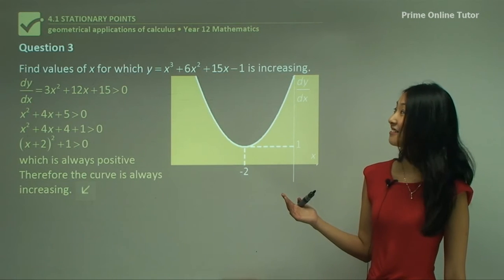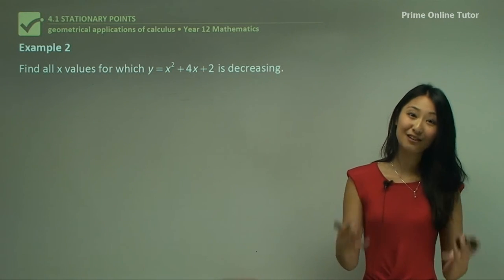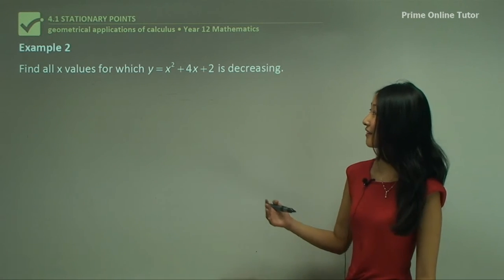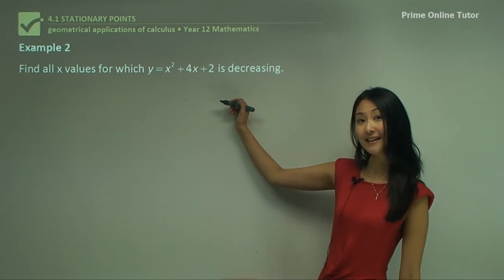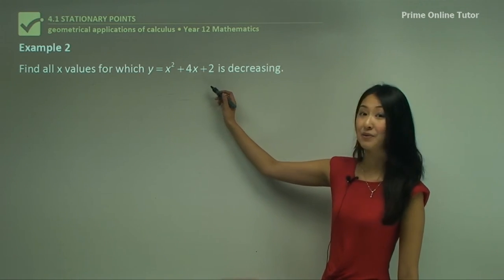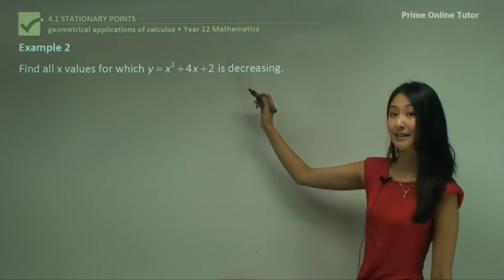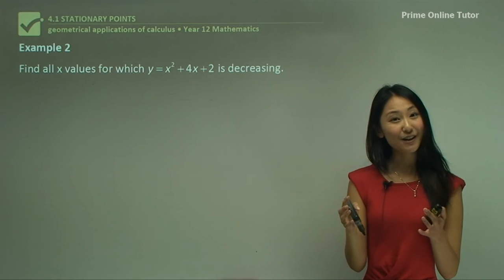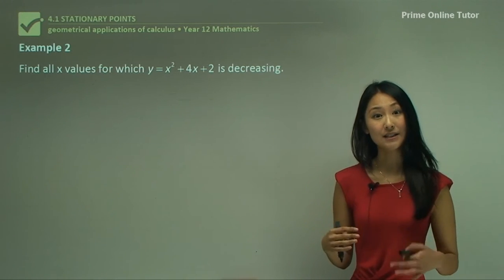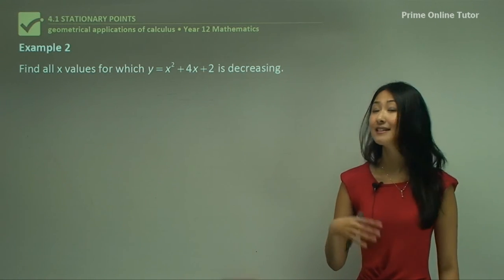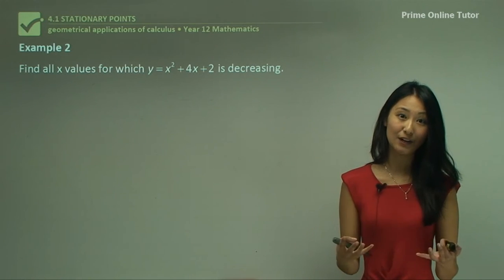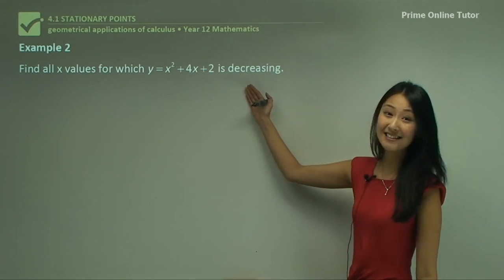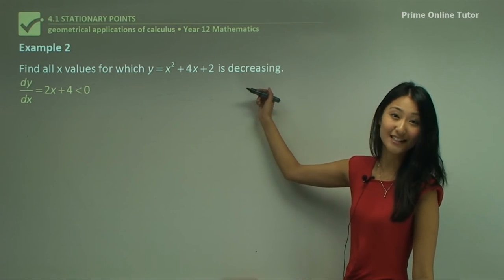Okay, let's go through what we do when it's decreasing values. So in example 2, we're going to work through finding all values of x for which y equals x squared plus 4x plus 2 is decreasing. Now, remember how decreasing was when dy/dx was less than 0? So it's exactly the same as when we're working out increasing, but now we're working it out for less than 0. So, same as before, we want to find the first derivative.